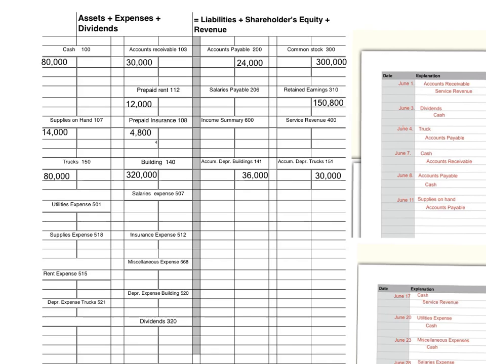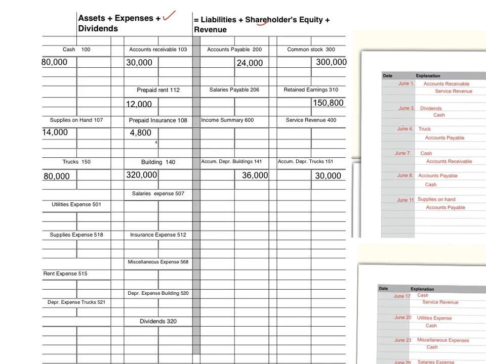Here we have the ledgers for Lopez Delivery, and I've set them up such that the assets and expenses are on the left-hand side and the liabilities and shareholders' equity and revenue are on the right-hand side. Now, these are T accounts: cash, account number 100, debit balance 80,000; accounts receivable, account number 103, debit balance 30,000; accounts payable, account number 200, credit balance 24,000, and so on.